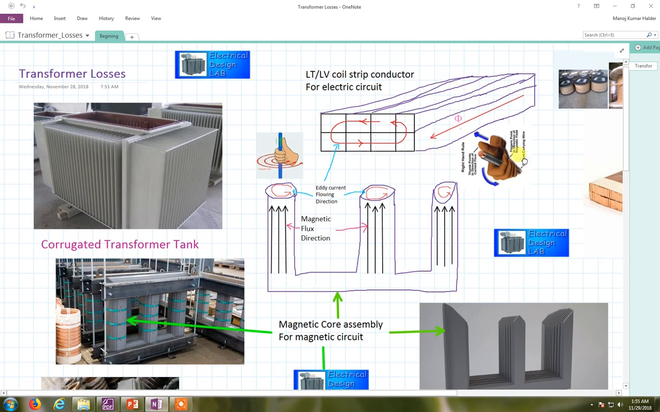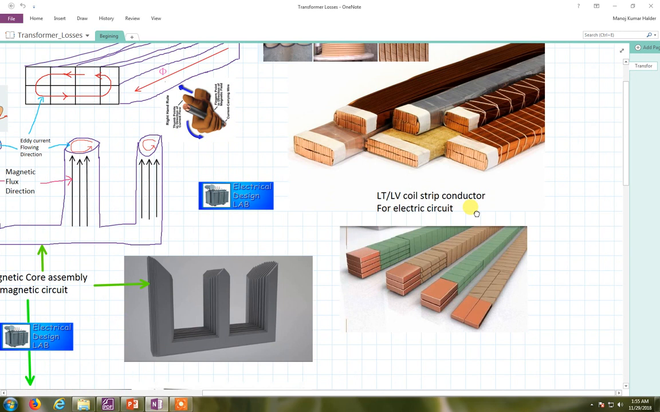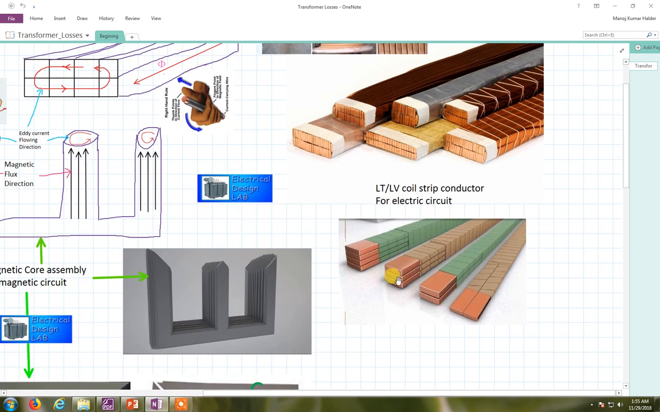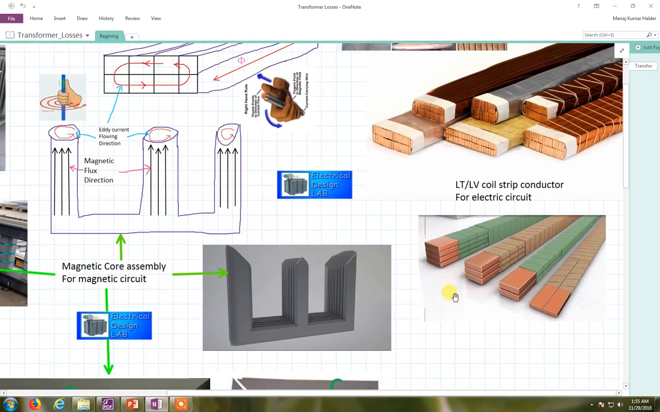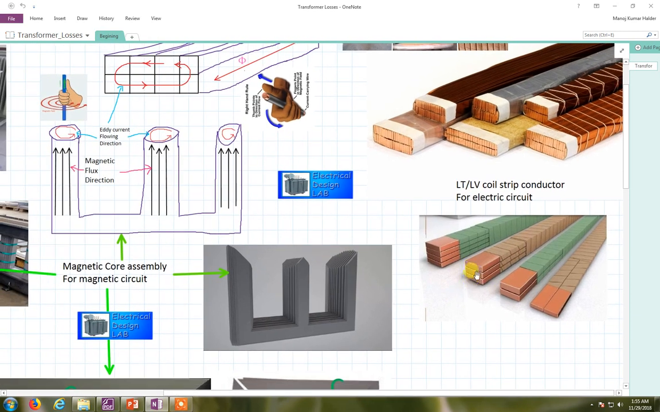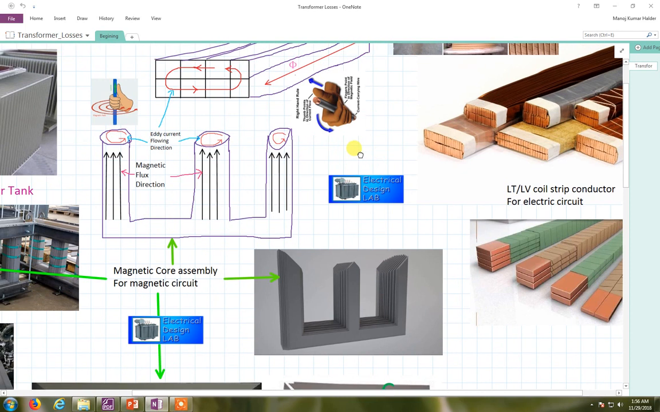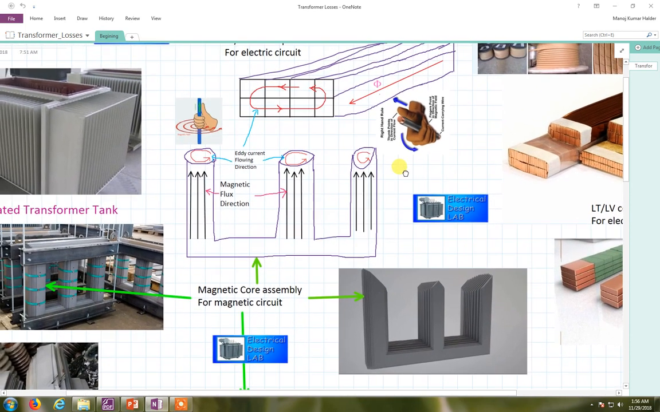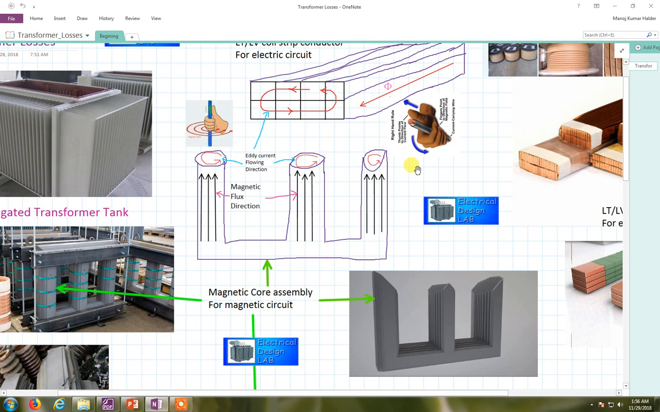To reduce these eddy current losses, here is a technique. You look here, this is the copper strip, and each strip is laminated, and all are kept together. There is another insulation over it to bond it properly, otherwise it may detach from each other. So why this inner insulation? This insulation provides an obstacle and a resistance for this eddy current. Now you are understanding what eddy current is, and why this is produced.